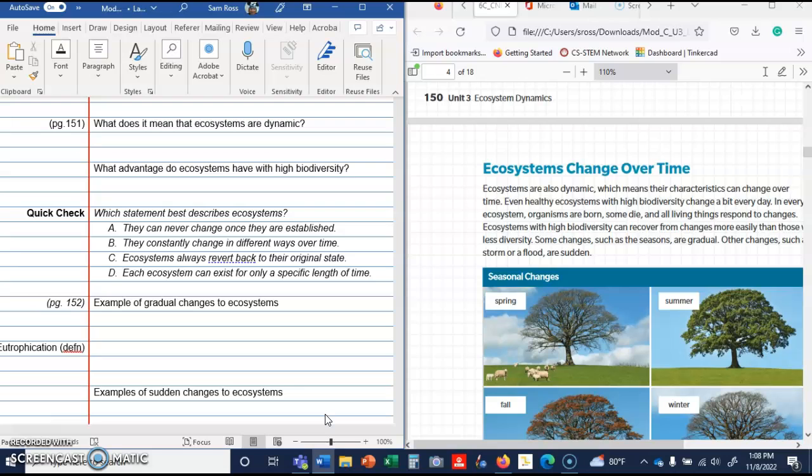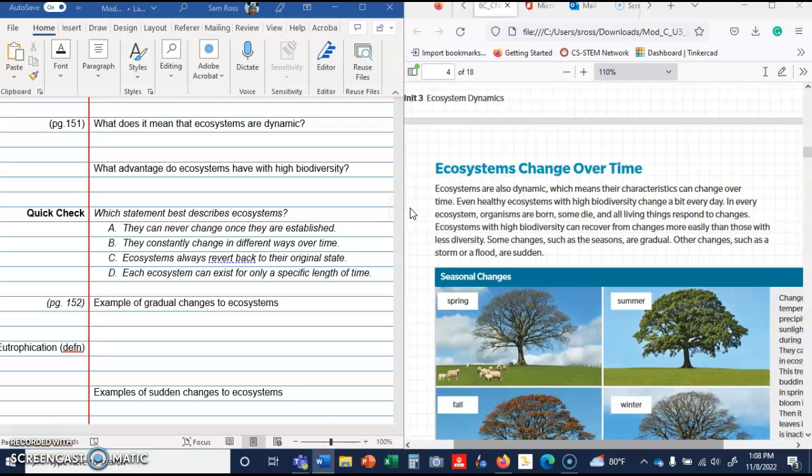And what advantage do ecosystems have with high biodiversity? Let's see if we can find that one. Ecosystems with high biodiversity can recover from changes more easily than those with less diversity.